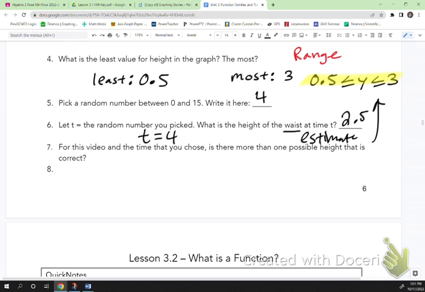So let's think about this. At time 4, is it possible to have 2 different heights? Yeah, he's bouncing up and down. You think he's bouncing up and down? He's in 2 places at one time? No, he can't.